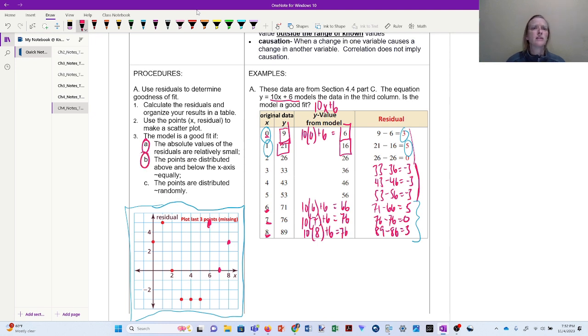Another thing we want to check for is, are the points reasonably evenly distributed above and below the x-axis? Here we've got 4 points above, 3 points below, and then 2 points on the x-axis. So this is reasonably evenly distributed. Also, the points should be distributed fairly randomly. There shouldn't really be a pattern in the distribution. All of these things appear to be true here, so we would say that yes, the model is a good fit.